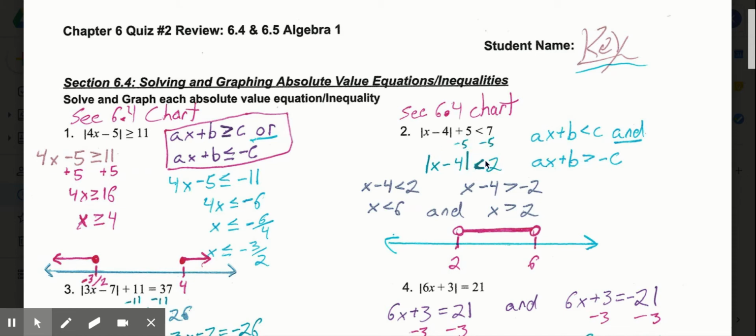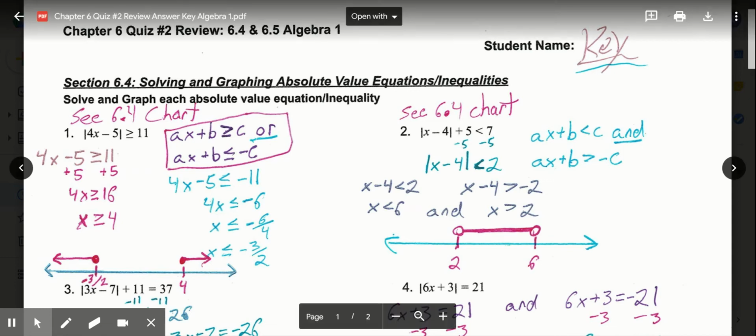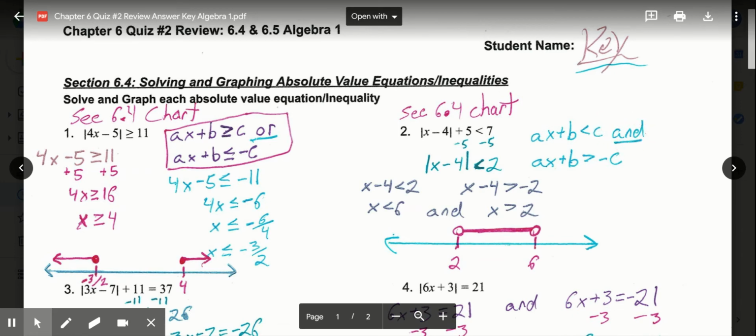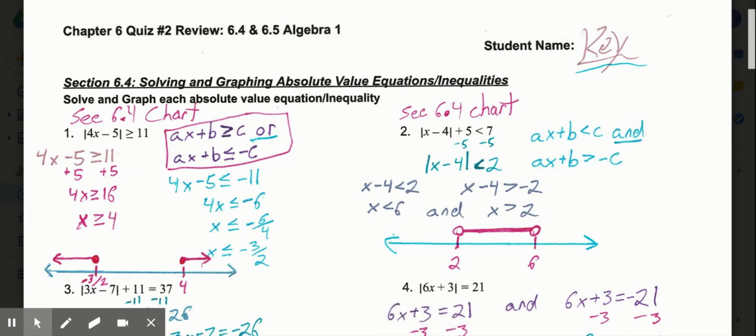So then our setup, again from the 6.4 chart, are these two right here. So we take what's inside the absolute value, x minus 4 is less than 2, or in this case actually, and x minus 4 is greater than negative 2. Solve for x on both by adding 4 to each side. So x is less than 6, and x is greater than 2. So in this case, we'd have open circles at 2 and 6. Less than 6 and greater than 2 means the line segment is connecting between the 2 and 6.